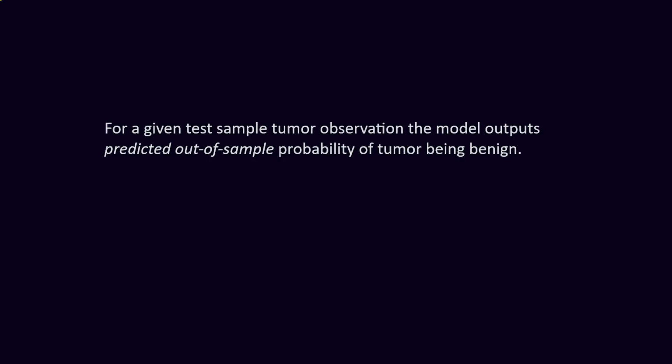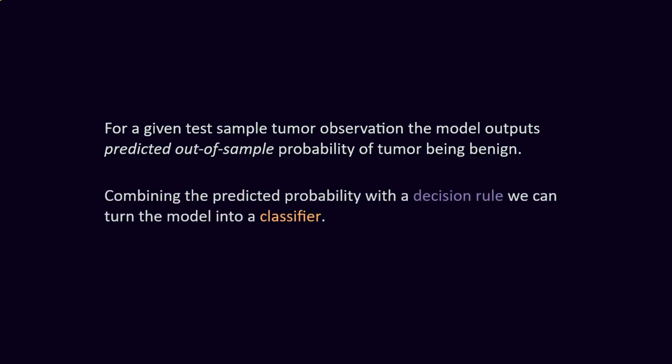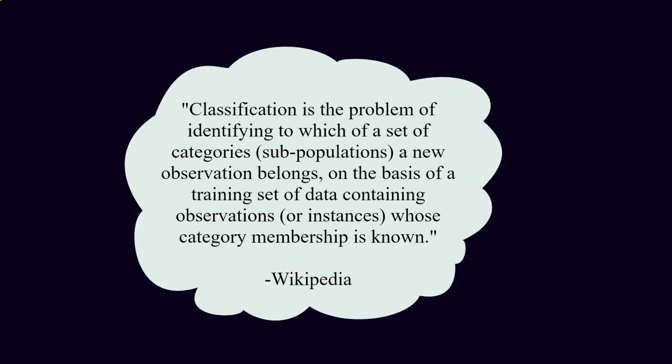The term out-of-sample here just means that we're using an unseen test sample. When this predicted probability is coupled with what is called a decision rule, we can turn the logistic regression model into a classifier. This means nothing more than our model makes a binary prediction to which class, benign or malignant, a given observation belongs to.